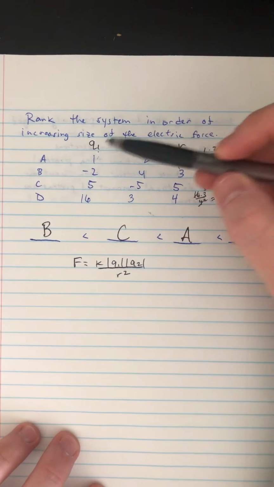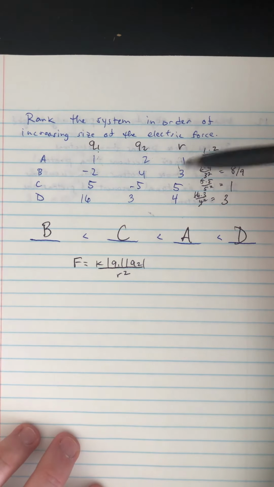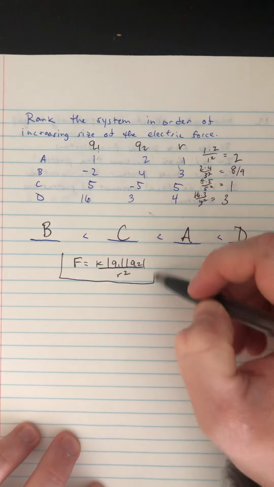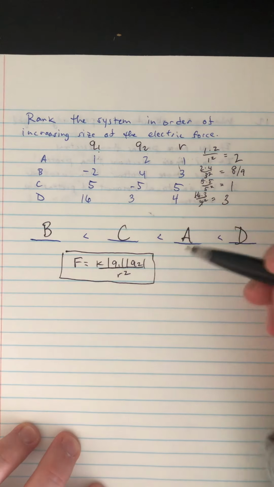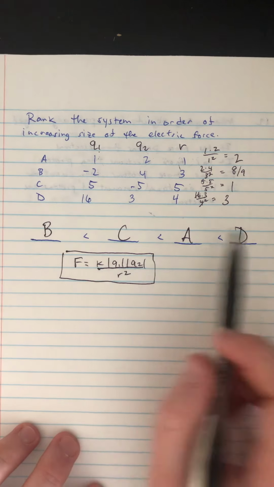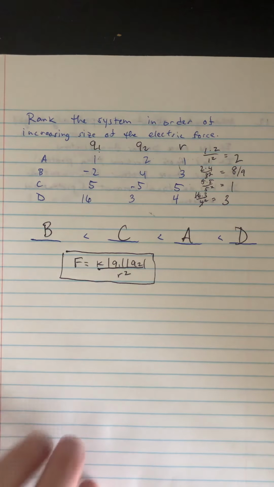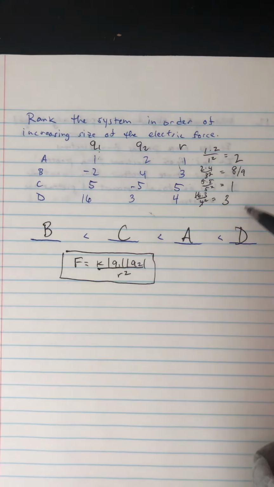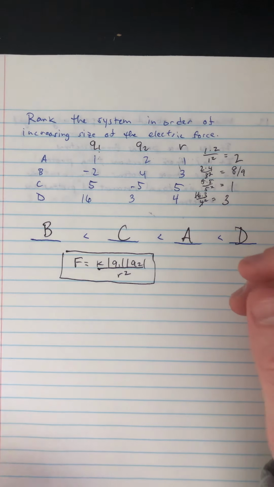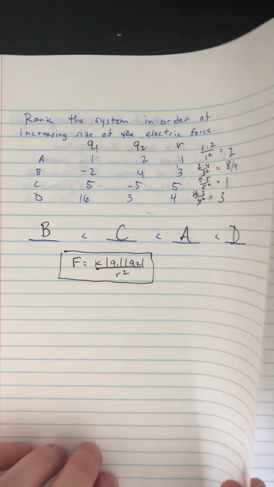So we want to multiply first and second, divide by the third squared, because we're using Coulomb's law. Now, we don't have to worry about the K because we're just comparing things. They would all each be multiplied by K, so it doesn't really matter in our ranking of them.